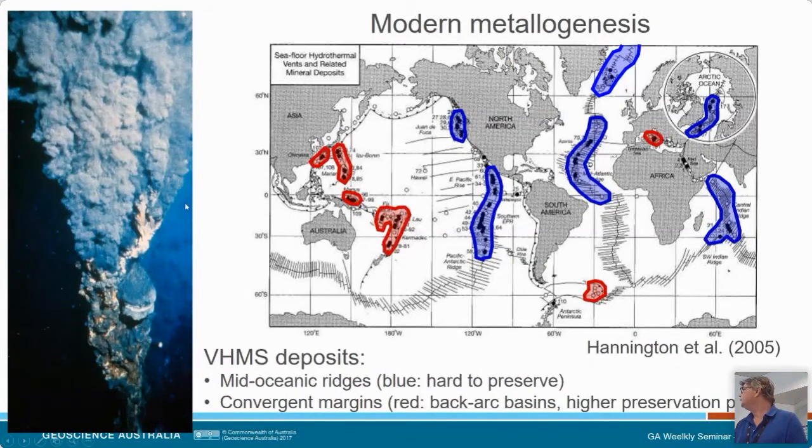The important thing is that the deposits which form in the mid-oceanic ridges are going to be lost either through subduction or by erosion. So you're actually not going to see these preserved in the geologic history, whereas you will see these preserved. So when we're looking at the ancient history, we're looking at this type of deposit.